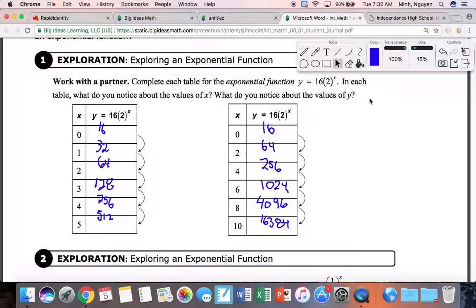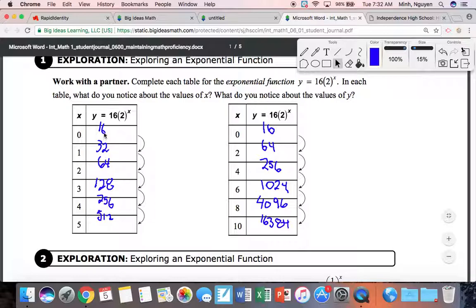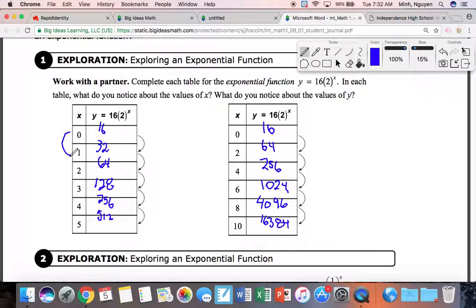Okay, pretend it goes just like that. Well, maybe a little lower, a little higher, whatever. So you could copy these numbers down, 16, 32, in order, pretend these fit into the boxes a little more evenly. And in each table, what do you notice about the values of x? As you can see, 0, 1, 2, 3, 4, 5, they're each going up, increasing by 1. And then 16, 32, 64, 128, 256, 512.